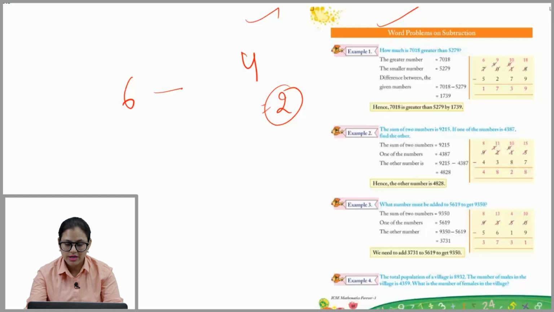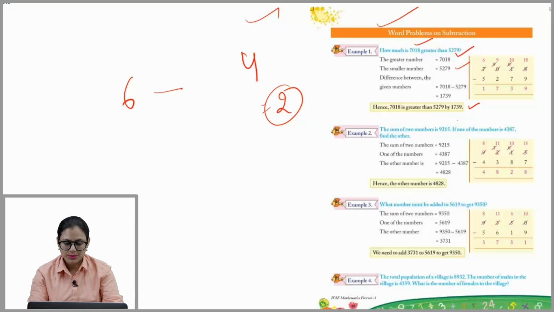So similarly here, the greater number is given, the smaller number is there. We have to find the difference between them. And the difference is 1739. That means this number, that is 7018, is greater, is more, by 1739.